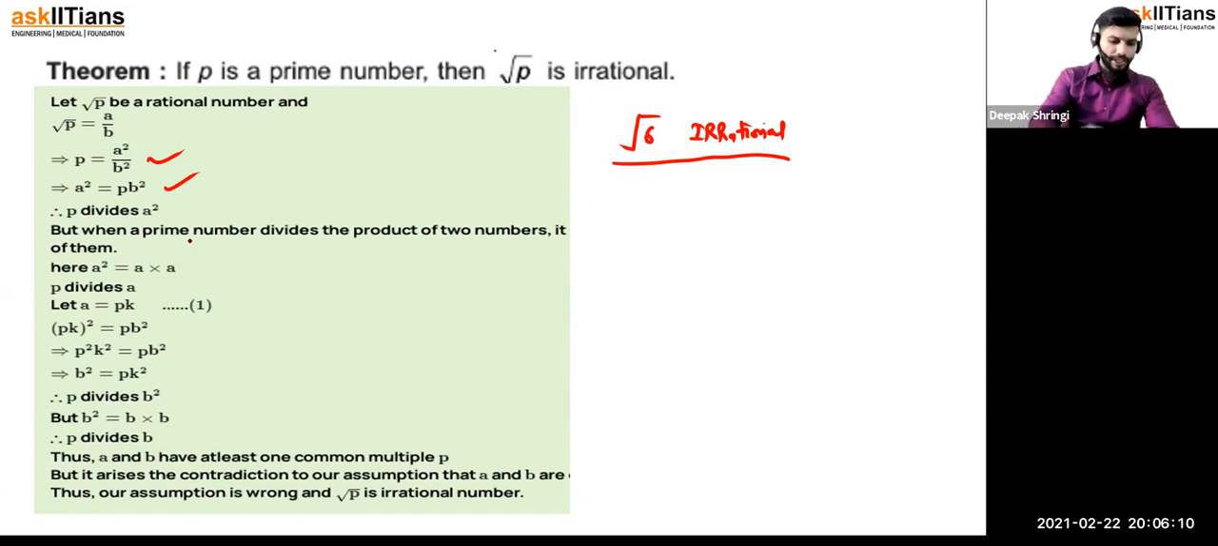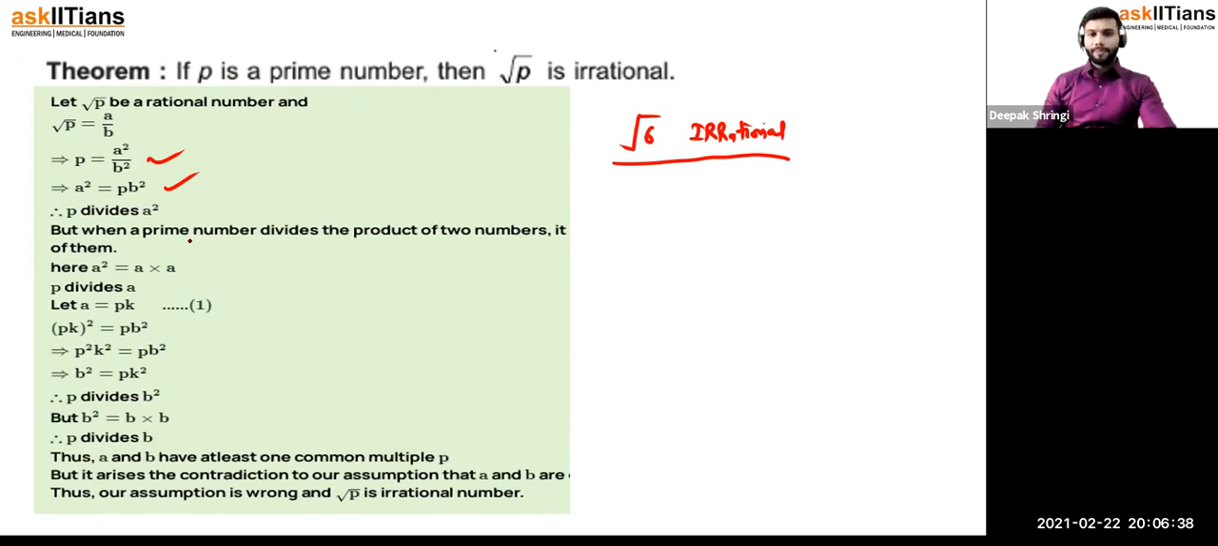Now pay attention on this, guys. Can I say that p is dividing a square? You remember that one? Dividend equals divisor into quotient plus remainder. Just assume that right now the dividend is a square, the quotient is b square, the divisor is p, and the remainder is 0. So a square equals p times b square plus 0, right? Okay. So by that we can say that p divides a square, right?